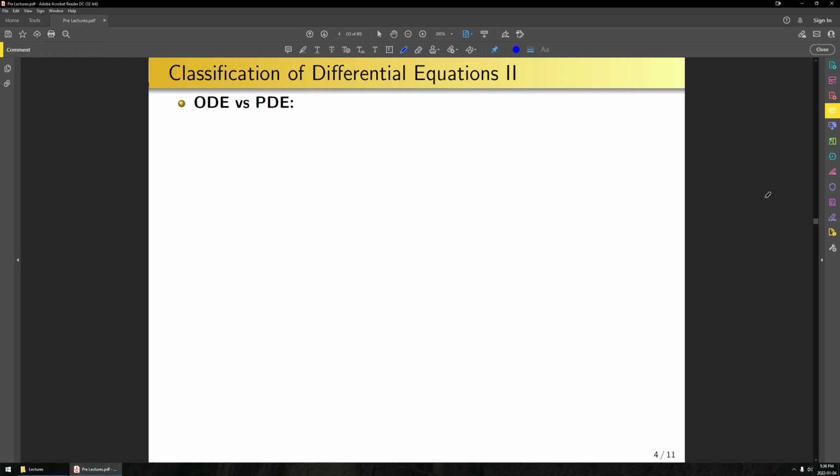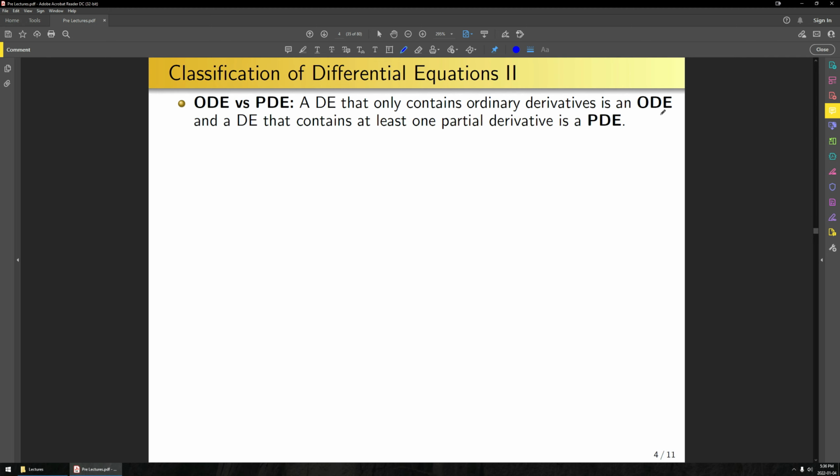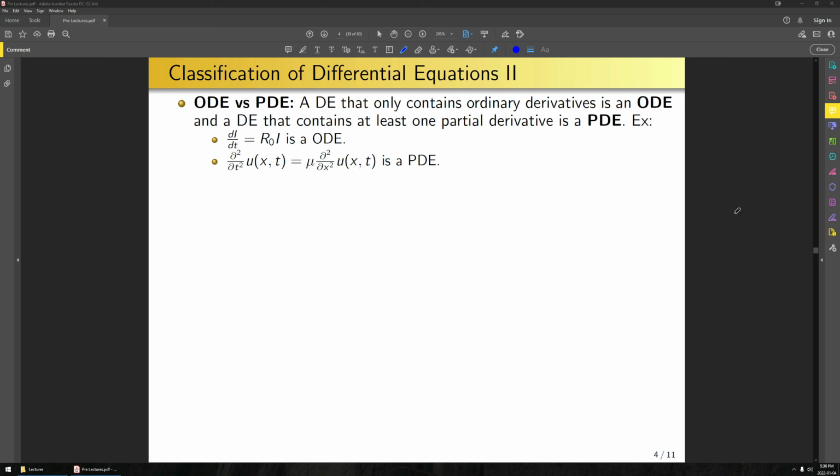Now, I've been kind of loose talking about ODEs versus PDEs, so let's formally define what I mean here. A differential equation that only contains ordinary derivatives is an ODE. On the other hand, if it contains at least one partial derivative, it is a PDE. Okay, so let's look at a couple examples. Here I'm taking an ordinary derivative, there's no partial derivatives, so that will be an ODE. On the other hand, this will be a partial differential equation because I'm taking these partial derivatives here. Okay? So hopefully pretty straightforward.